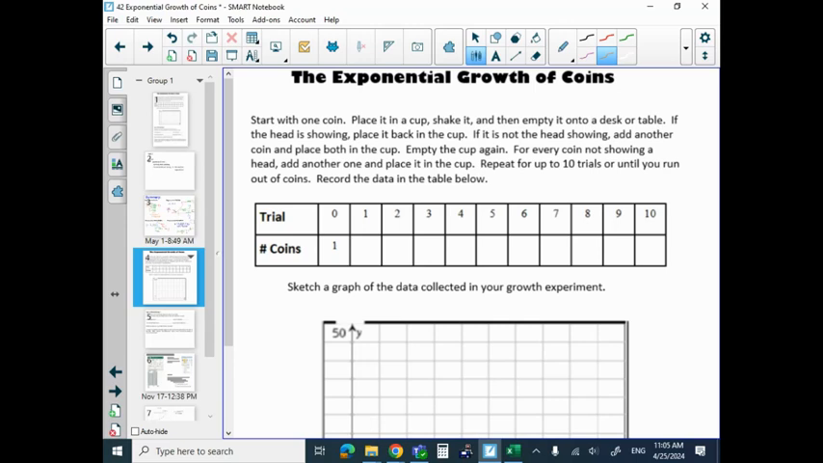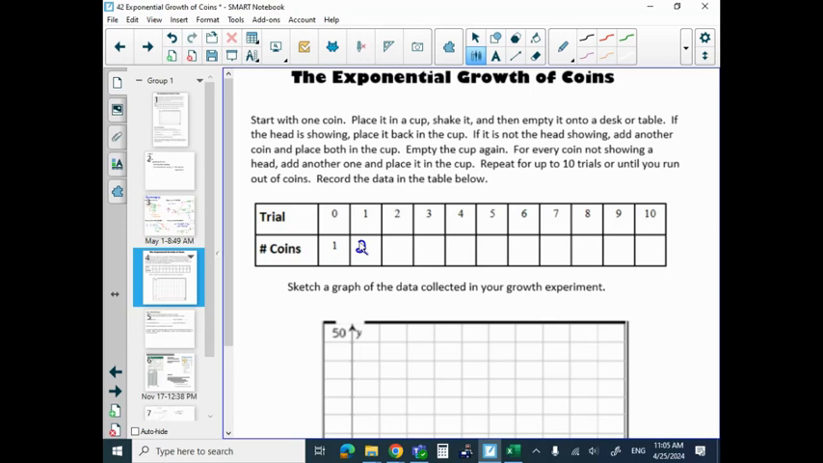So you're starting with 1 coin in a cup, and you're basically flipping the coin onto a desk or table or floor or whatever. If a head is showing, you just put it back in the cup and do it again. If it's not a head showing, then you want to pair it up with a head, right? Another coin, in other words, and put them into the cup. So then you'd have 2. Okay. So if we did that and we got lucky on the first try and we didn't have a head, and so you're pairing up, you get 2.